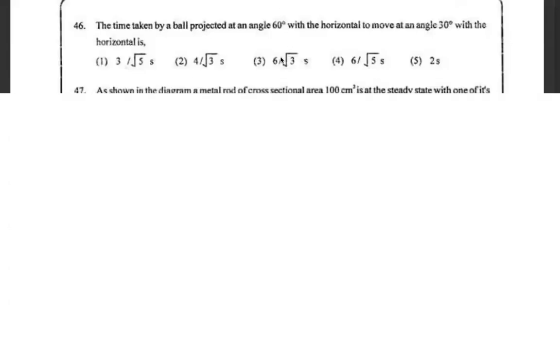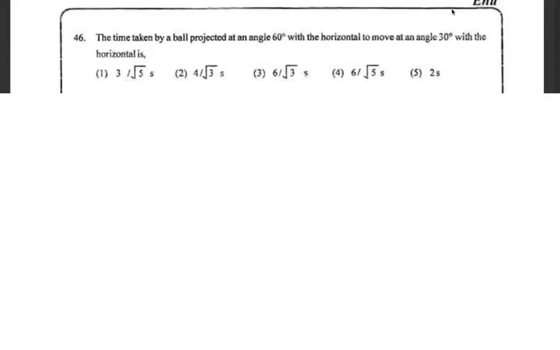Next question. The time taken by a ball which is thrown at 60 degrees with the horizontal to move at an angle of 30 degrees with the horizontal. So this is a projectile motion question, a very interesting one. This is what happens. You're throwing it at 60 at the beginning. Then the object will do this, and at one point it'll become flatter.